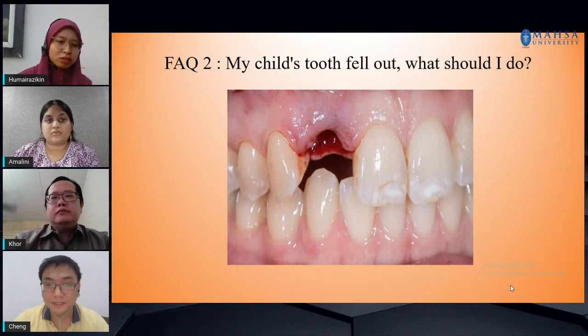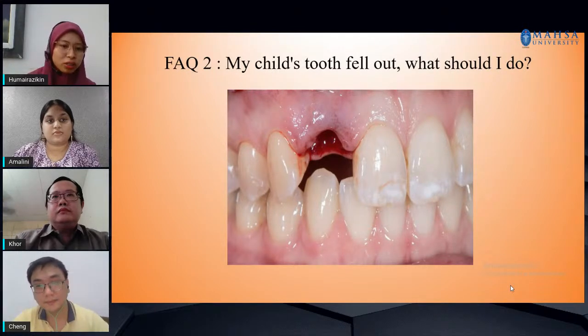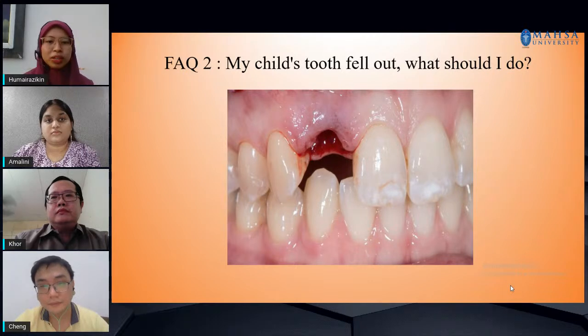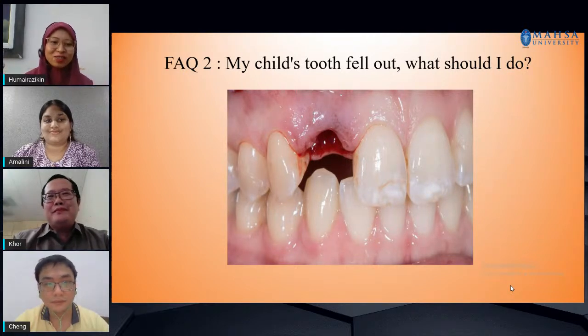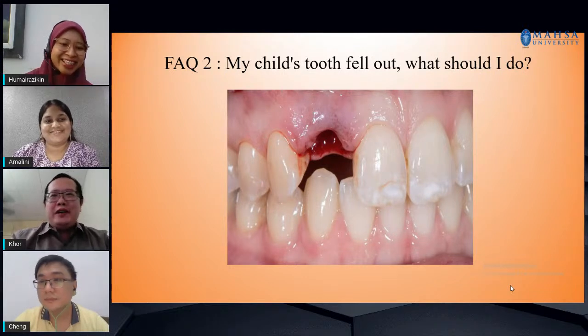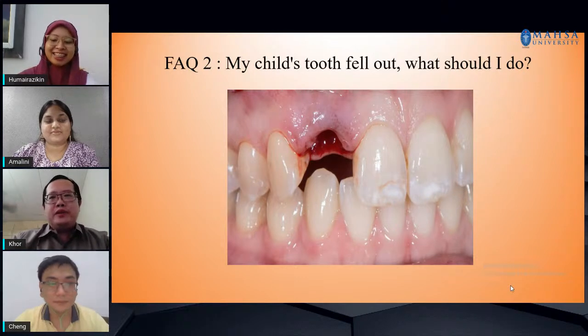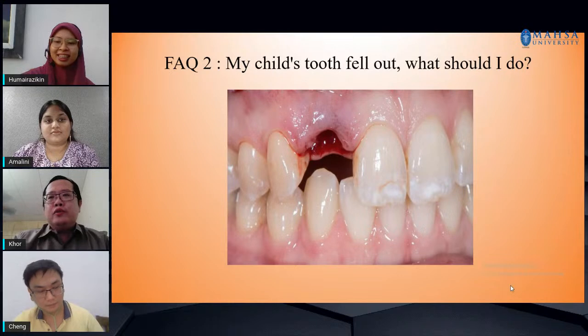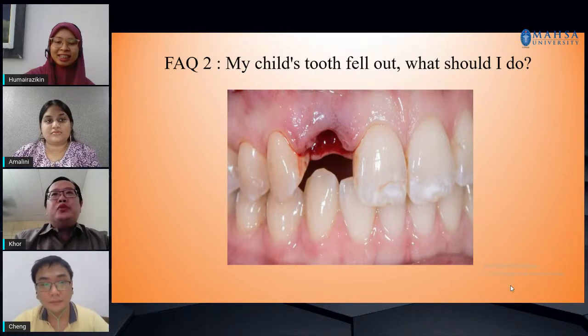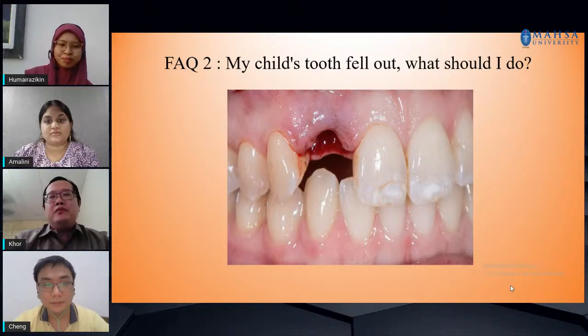Thank you, Dr. Cheng. Now the question I would like Dr. Ko to help me with. My child's tooth fell out. What should I do? Okay. First of all, do not panic. It's very important. After we manage to locate the tooth, we should also know which part of the tooth is the crown, the visible part in the mouth, and which part is the root of the tooth.